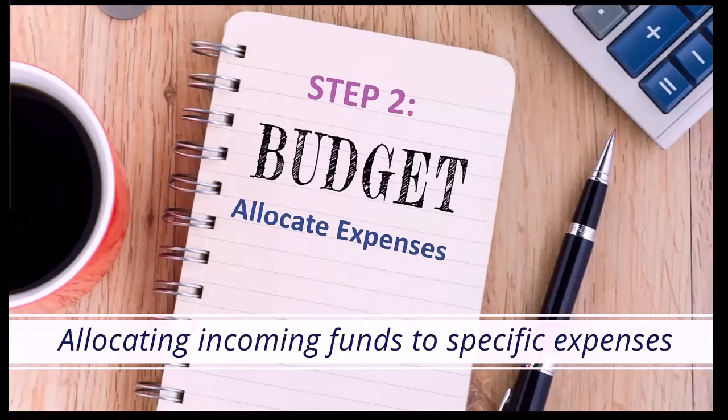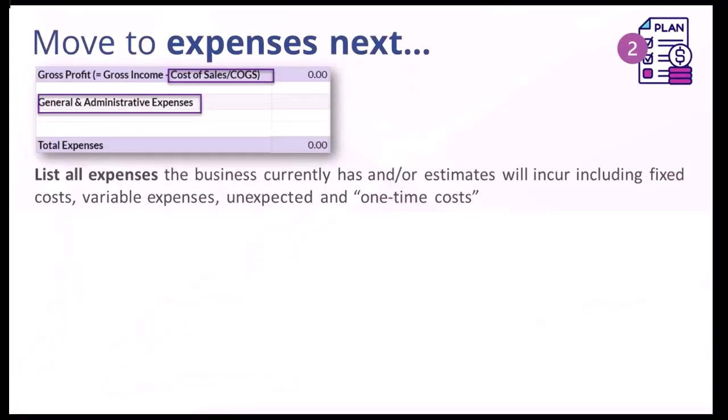We need to spend some time. We need to breathe. We need to dream and get excited about the money we're going to bring in. That's the forecasting sales step. And now we're like, oh, yay, now that I have money, I'm going to be purposeful to allocate my expenses, right? So now step 2 is about allocating your funds to specific expenses. Let's talk about that. We're moving on to expenses next.